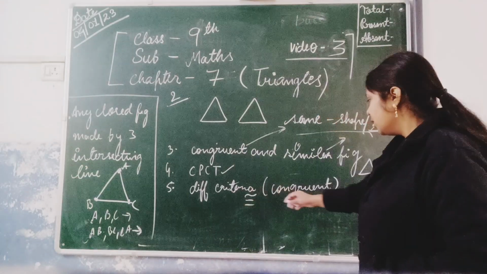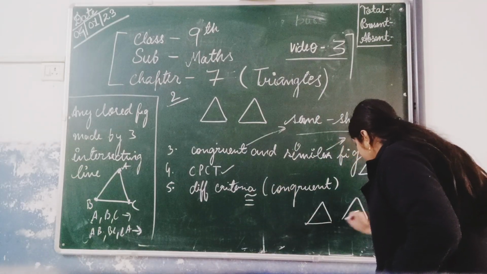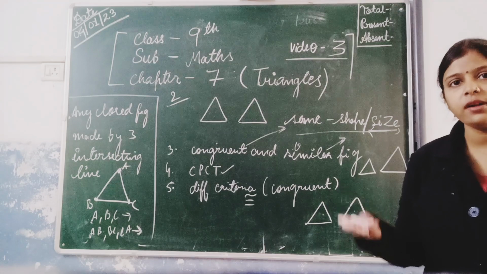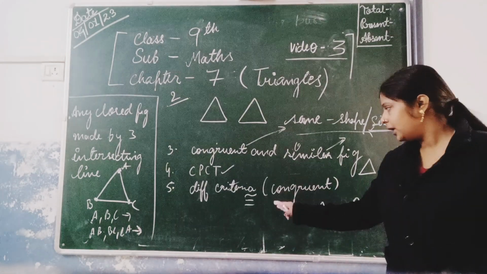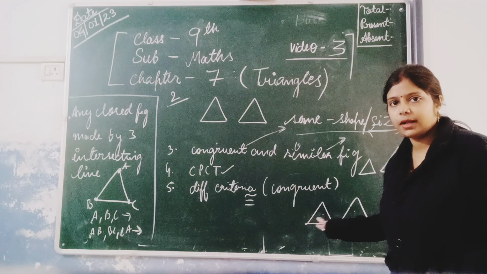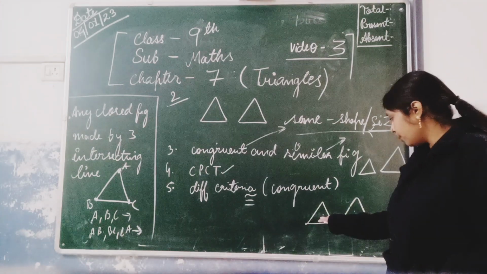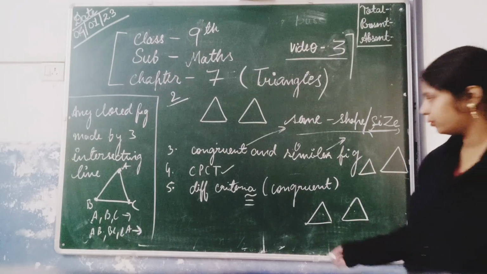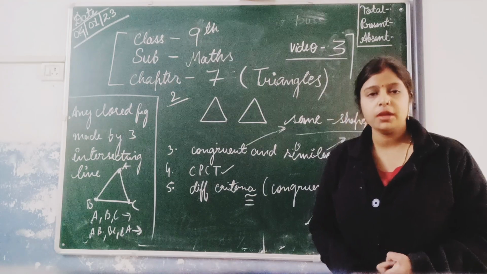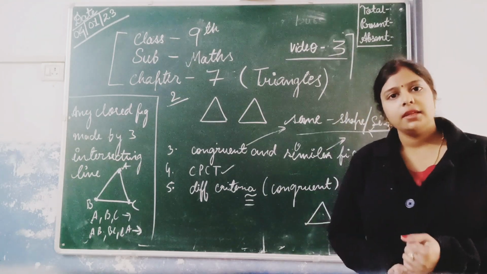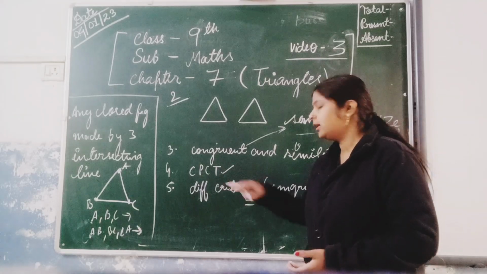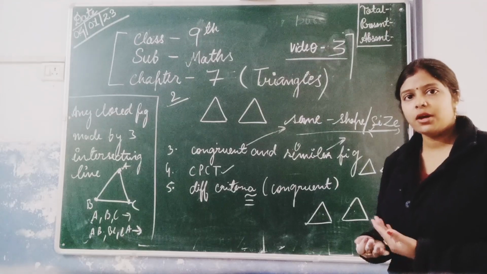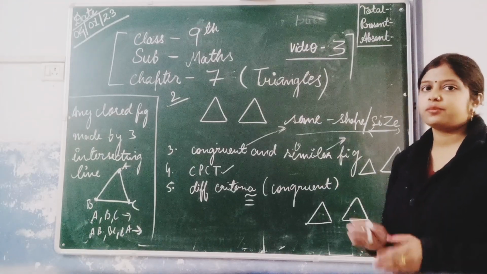Corresponding parts means, suppose for two triangles we have proved that both are congruent. Now, I will tell you in point number 5 how to prove that two triangles are congruent. First, suppose two triangles are congruent. So, the corresponding parts of the congruent triangles, suppose we have to prove any two sides are equal or any two angles are equal, we can use CPCT in order to show that two sides or corresponding parts are equal. Corresponding parts means corresponding angles as well as corresponding sides.